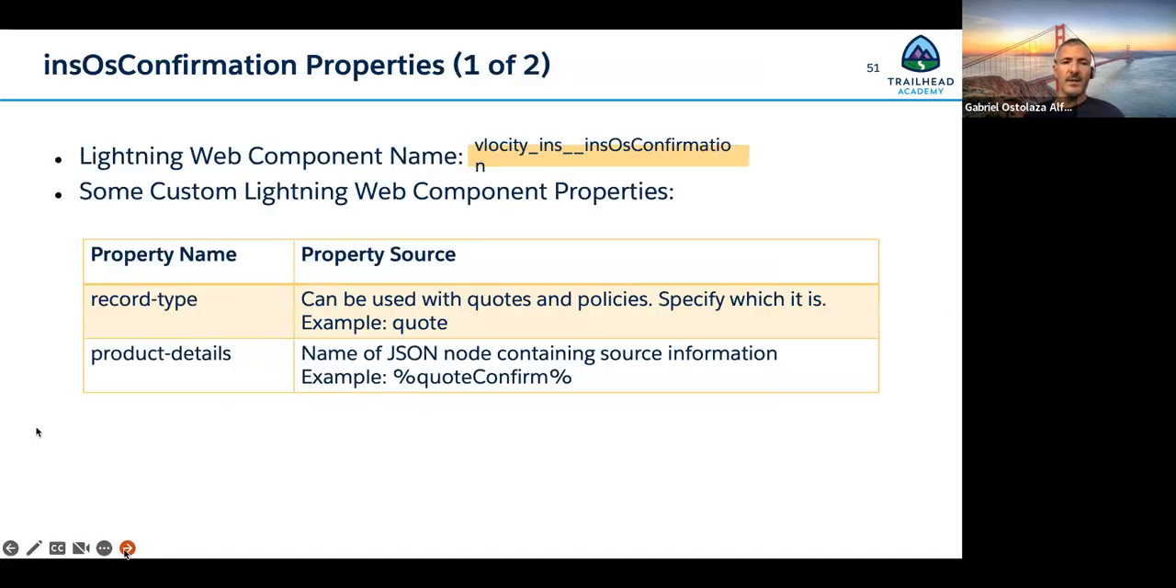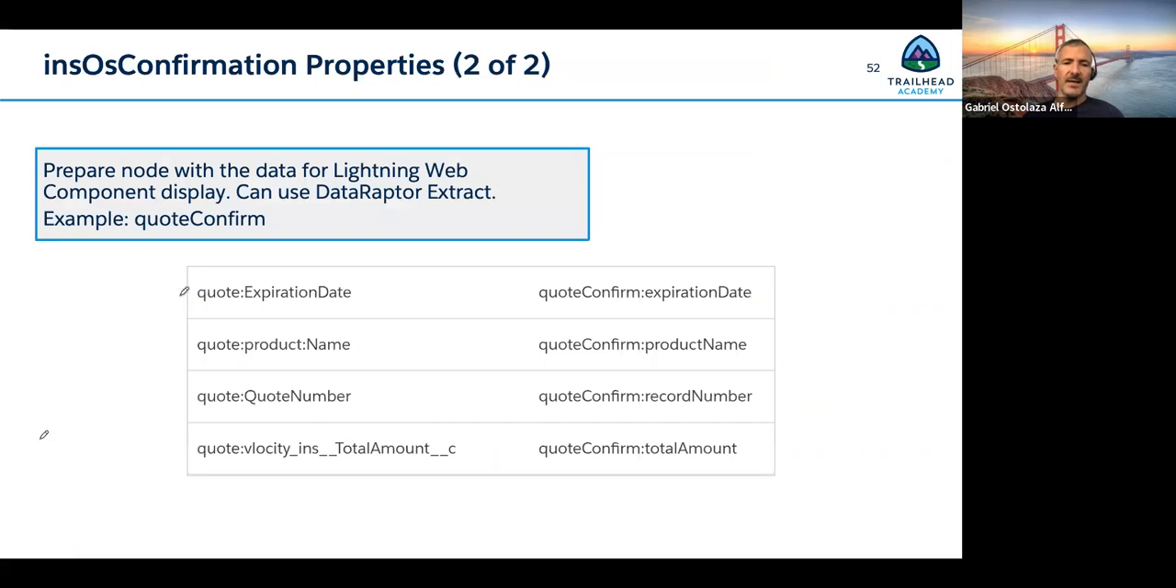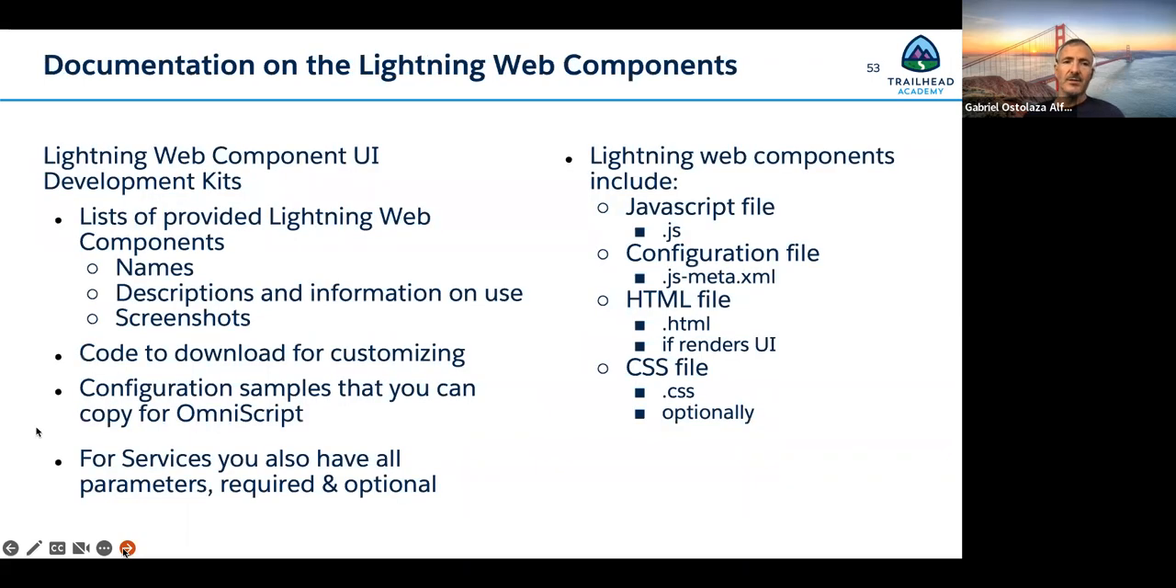So let's go to the example. This is the Data Raptor transform that you're going to use to create the quote confirm, because the Lightning Web Component to display that needs a JSON node where it's going to find all the fields inside, like the expedition date, product name, record number, and then total amount, right? The price of this insurance.